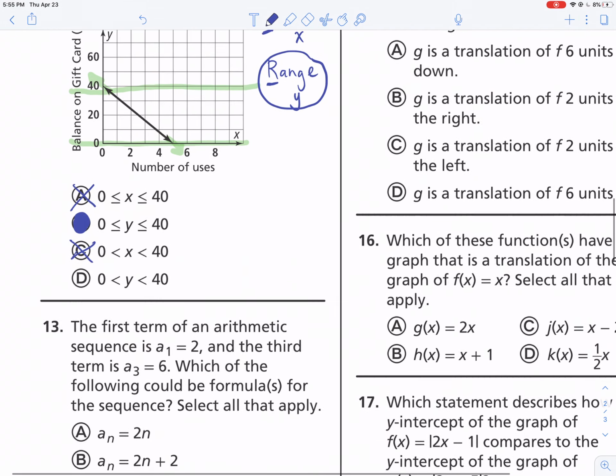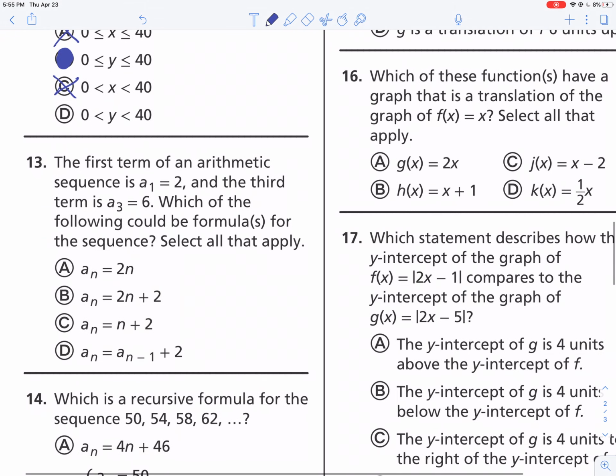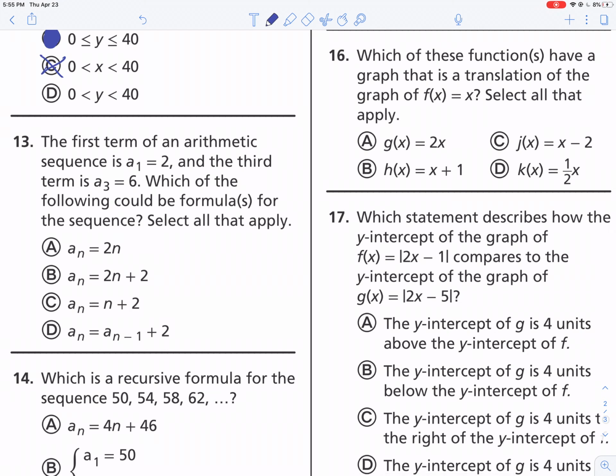Okay, moving on to number 13. It says the first term in an arithmetic sequence, A1, is going to be 2, and A3 is going to be 6. It asks which of the following formulas could be the formula for this sequence. If my first term is 2 and my third term is 6, what would my second term be? In this case, it's 4, right? It goes up by 2 every time, or we would take this term and times it by 2. So we're going to get A as an option.